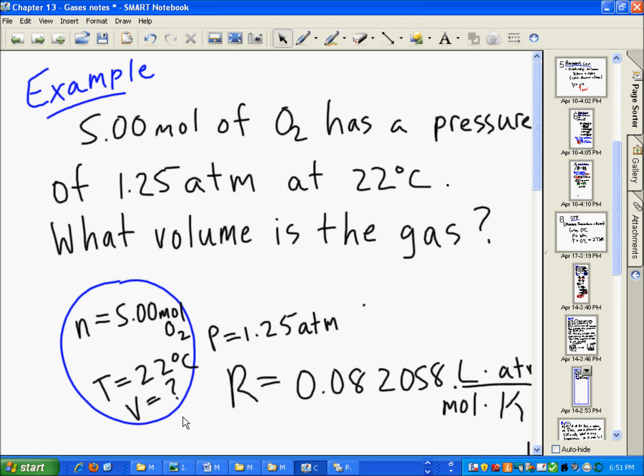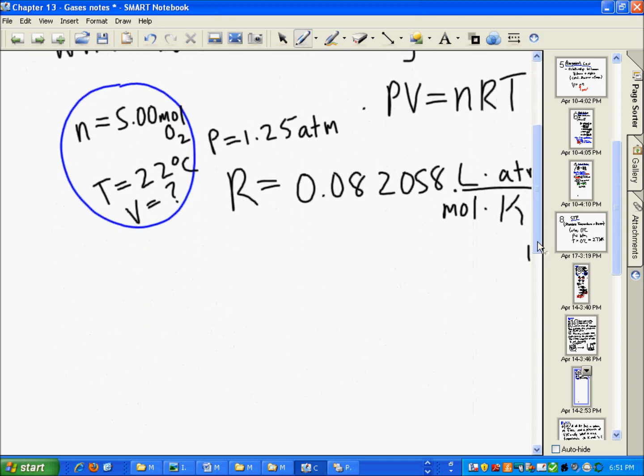So we're going to use PV equals nRT, because that's the equation we use for single gas under single set of conditions. And the R value is 0.082058 liters times atmospheres over moles times Kelvin. So we need to rearrange PV equals nRT for V. So we want to get it in the form V equals, and what will that be? nRT over P. Good, nRT over P.